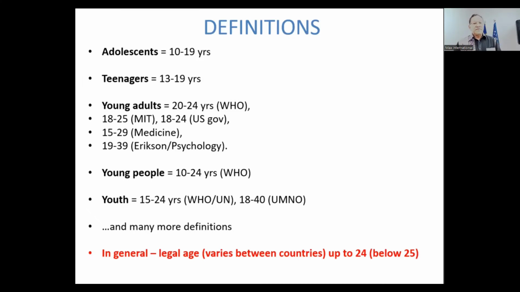WHO calls those between 10 to 24 years old young people. That includes the adolescents plus, and bordering into, the young adults. Youth, WHO and UN define as 15 to 24. All right, and for a long time, UMNO, not UN, huh? UMNO defined youth up to 40 years old, because the youth leader can be 40 years old, but the members cannot be more than 35. That was the old definition. But if you're a leader, you can be an old youth.